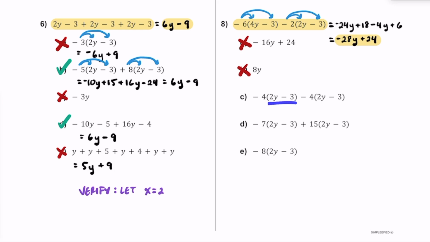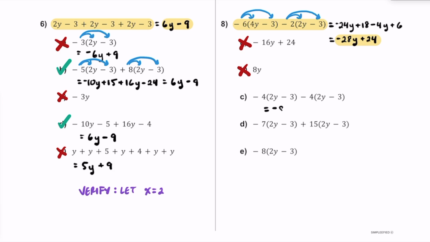Okay. For C here, let's practice using that shortcut I mentioned earlier. We have this 2y minus 3 here, but we have another 2y minus 3. We have negative 4 of them, and we also have another negative 4 of them. So if you have an expression like this, where the parentheses are identical, you can actually just go ahead and combine them, right? So this should save a little bit of work.